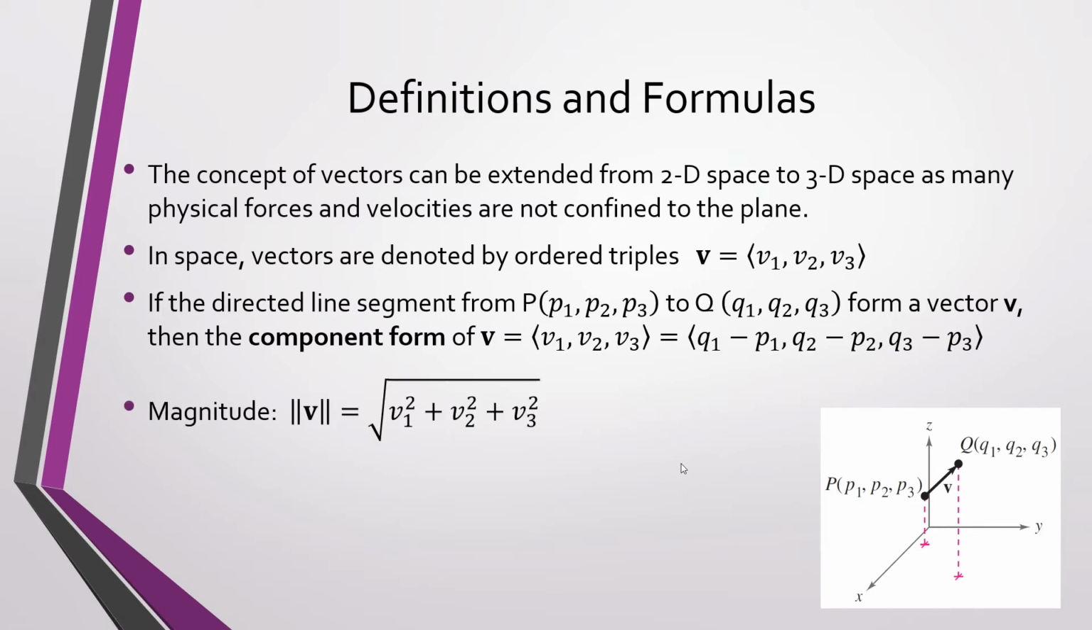Magnitude, you might recall this formula. We've just got an additional component here. So magnitude is denoted with the double bars. It's equal to the square root of the sum of each component squared, so the square root of v sub 1 squared plus v sub 2 squared plus v sub 3 squared. To find a unit vector u in the direction of v, you take the components of vector v and divide them by the magnitude.